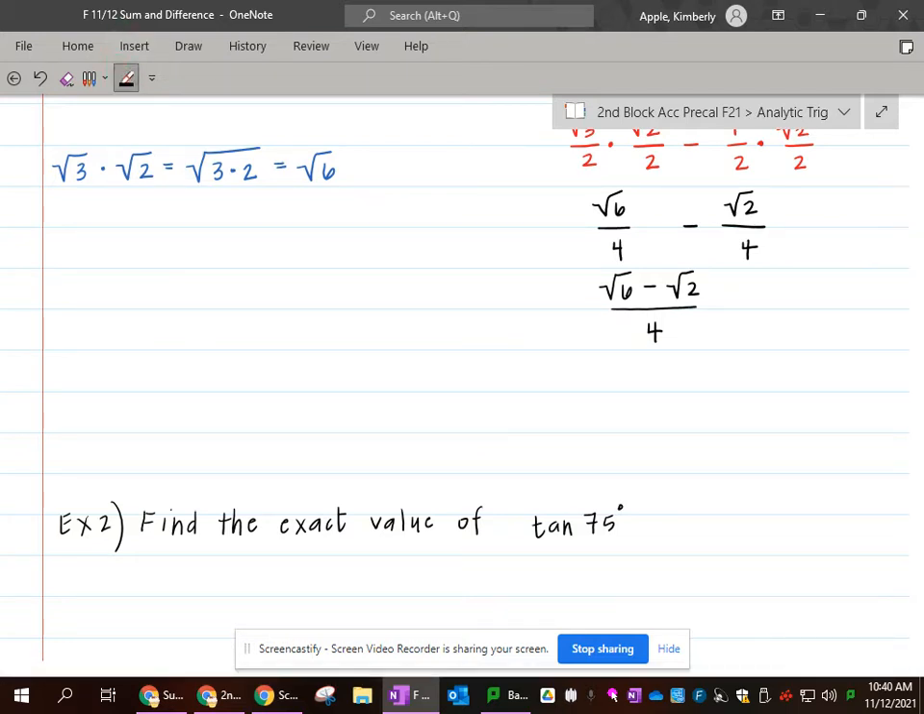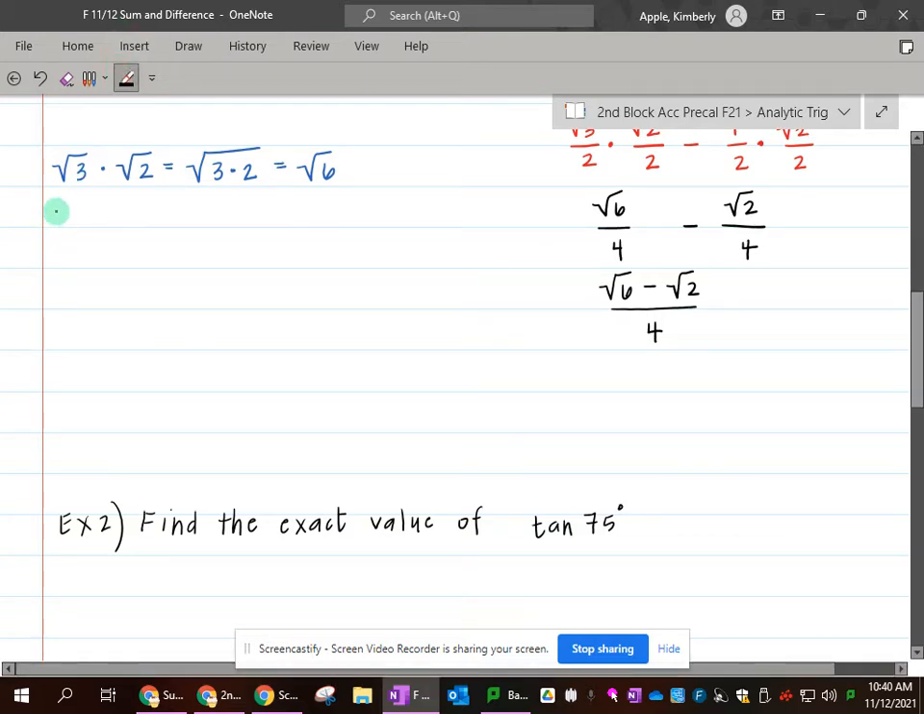I'm going to show you some different ones. So let's say we have root 3 plus root 2. Now these work like variables. The only way you can combine like terms here is if they have the same number under the root. So this does not simplify any further, right? This is kind of like x plus y. It doesn't simplify. It's just x plus y.